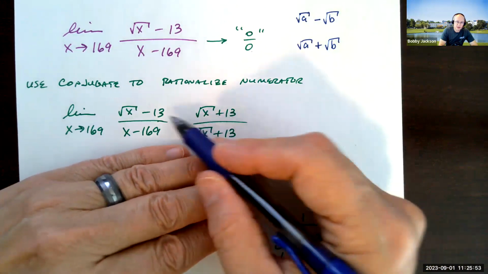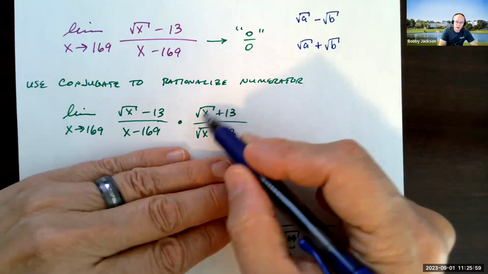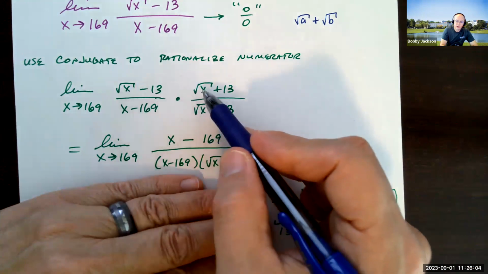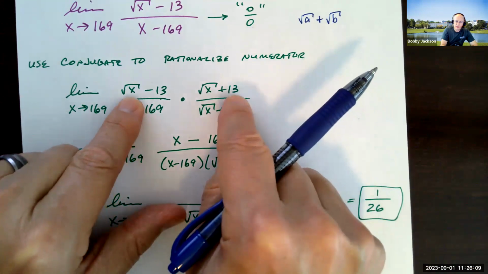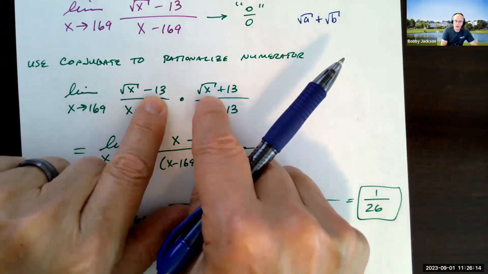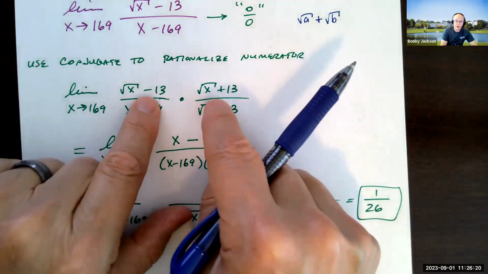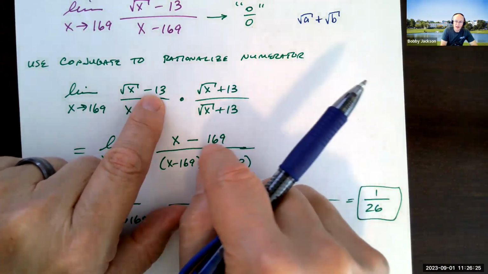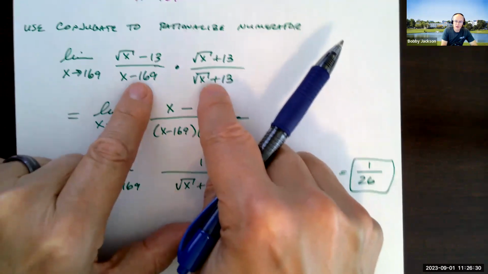Of course, I can't just multiply the top by that. I have to do the same to the bottom. So the net effect is I'm multiplying by 1, right? This quantity is 1. So when I multiply across the top, I have to FOIL: square root of x times square root of x, that's x. The outer term would be 13 square root of x. The inner is negative 13 square root of x. So the outer and inner are going to be 0 when we add them together. And that's the whole point of doing this. The last is negative 13 times positive 13. That's a negative 169.